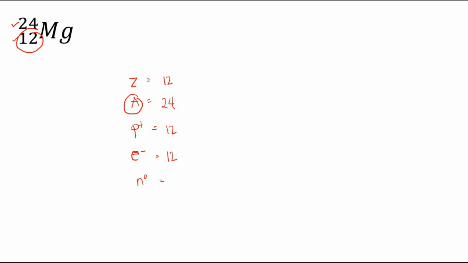Now, how are you going to identify the number of neutrons? So we will use again the formula of mass number. Mass number is equal to number of neutrons plus number of protons. Your mass number is 24, and the number of neutrons is unknown, plus the number of protons is 12. So basically, N0 is equal to 24 minus 12. Therefore, the number of neutrons will also be 12.